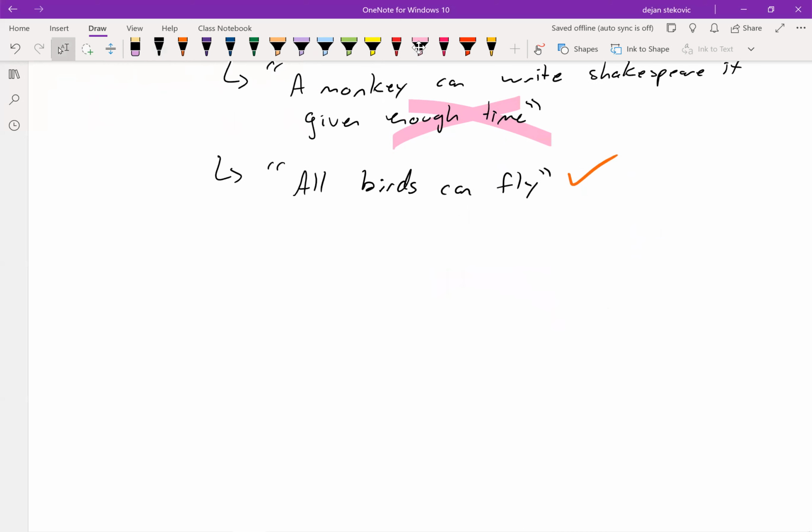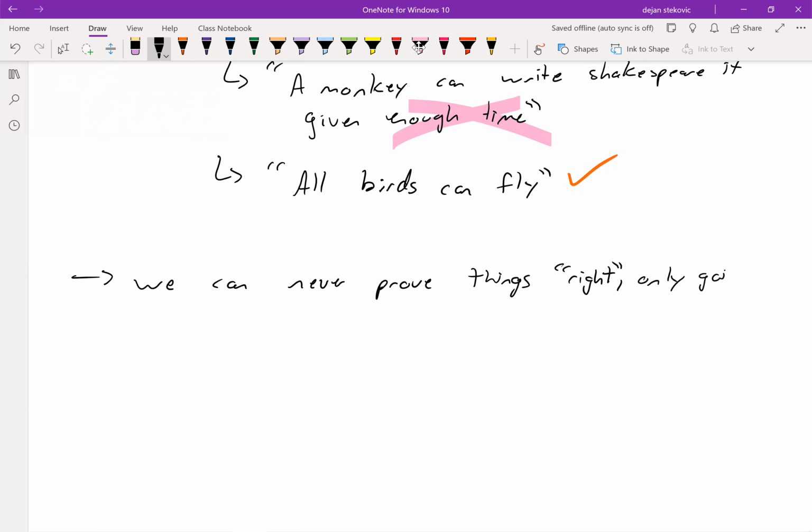And again, another core component of hypotheses is that when we test them, we can never prove things right. We can only gain support for them.